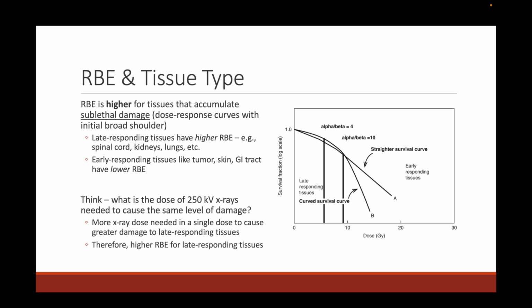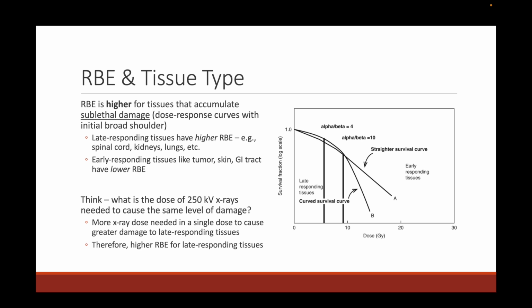Remember, DNA damage varies from sublethal damage to lethal damage, right? And the lethal damage that we think about is double-stranded DNA breaks, but there's also a lot of sublethal damage that ideally can be repaired. When we accumulate more sublethal damage, so when we are worse at repairing the sublethal damage, the RBE is higher.